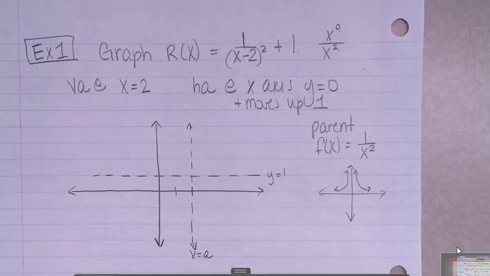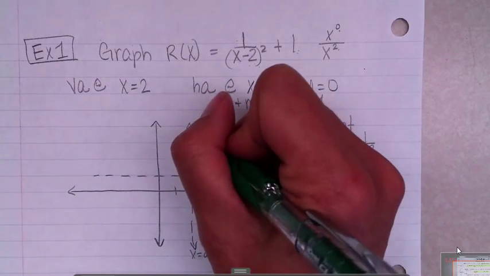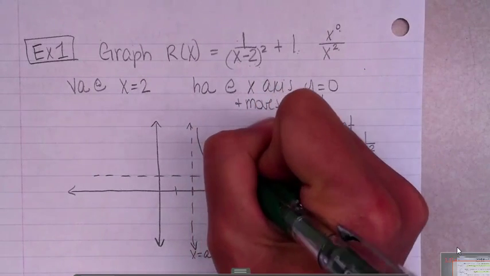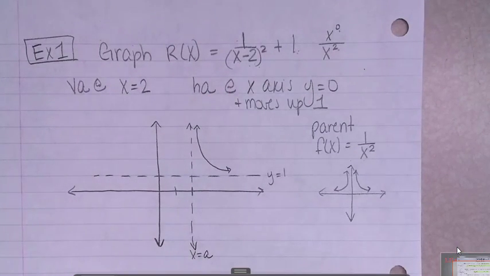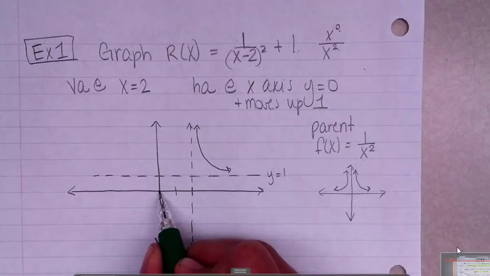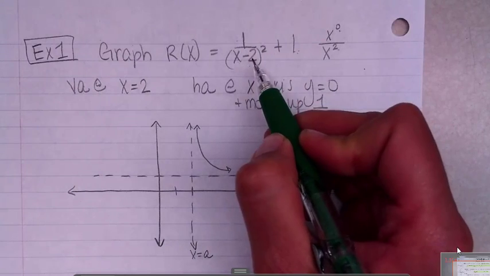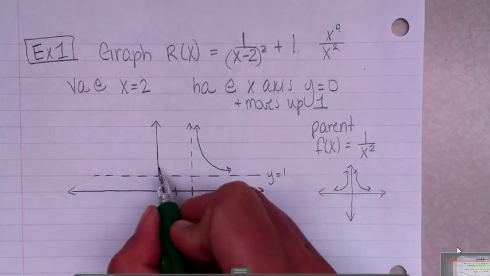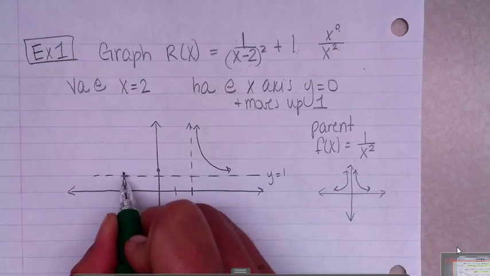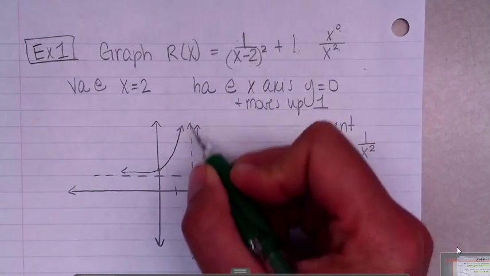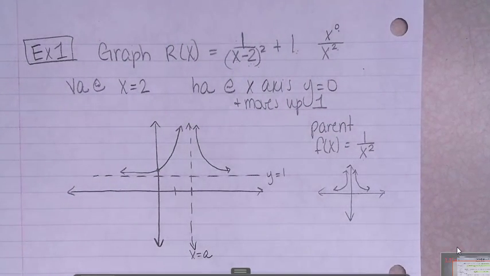And then again, you can plug in numbers. I know that the graph is going to look something like this on the side. Let's plug 0 in. That'd be 1 over 4, so it'd be like 1 and 1/4, about here, just to get an idea of where it's at. So it looks something like this. Again, it's symmetrical along that vertical asymptote, even though mine doesn't look like it.